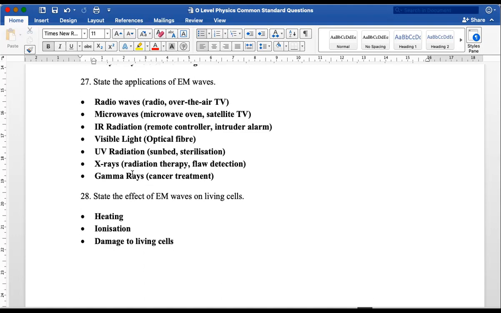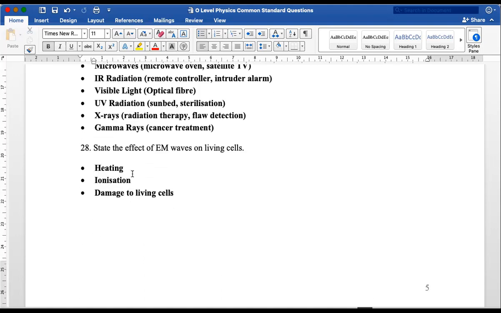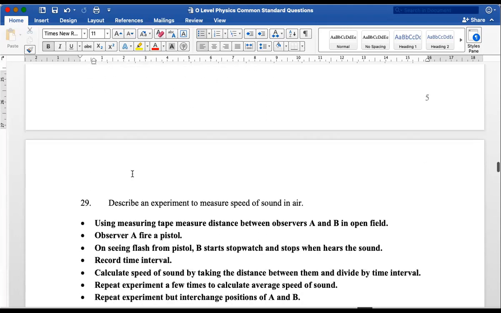Gamma ray: cancer treatment. State the effects of EM wave on living cells. Heating, ionization, damage to living cells.